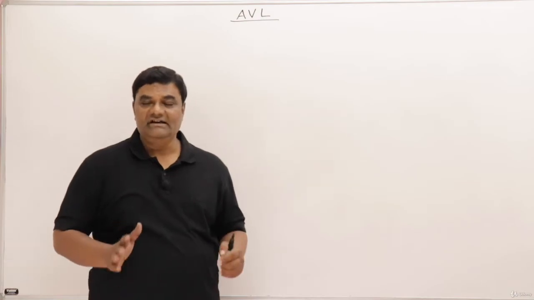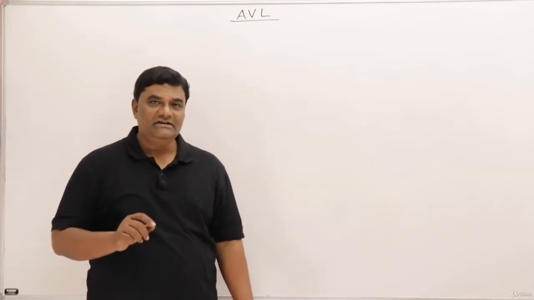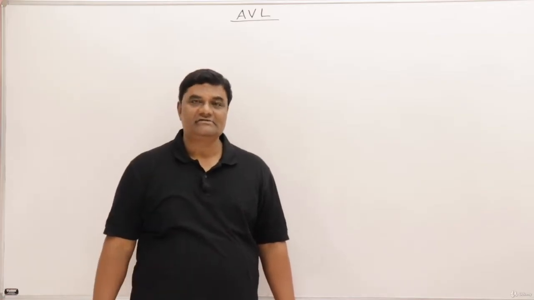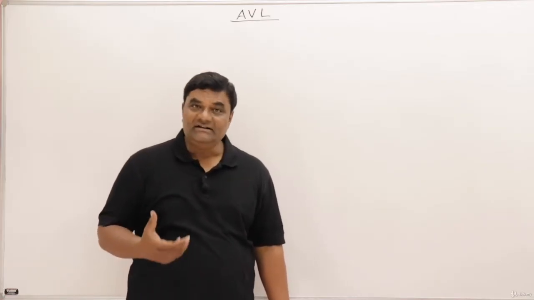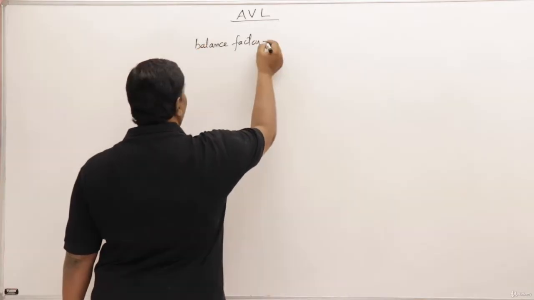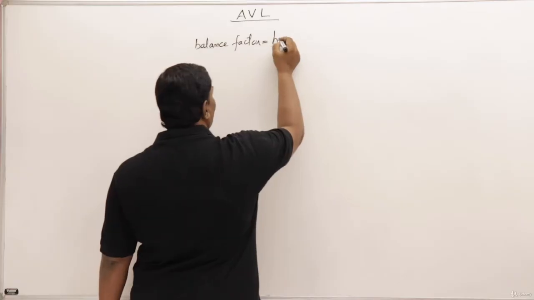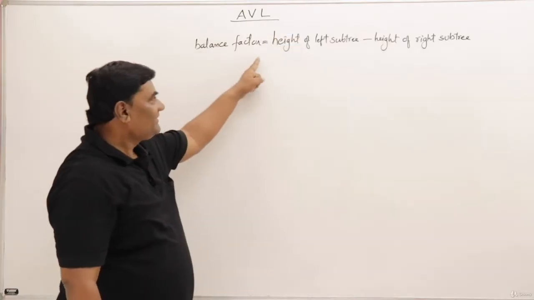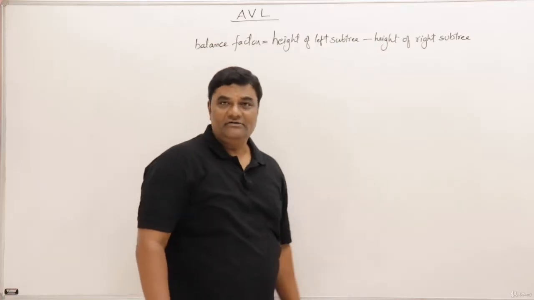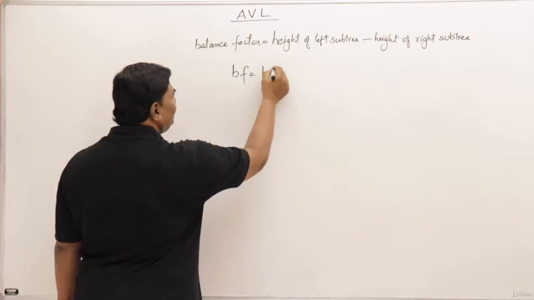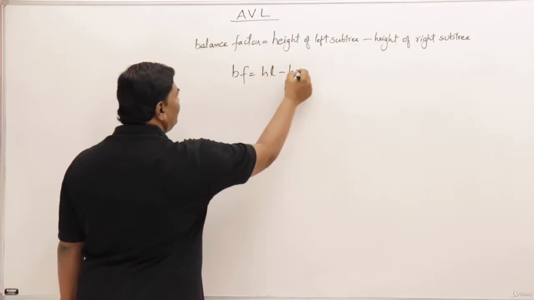The topic is AVL trees. These are height balanced binary search trees. How is the height of a tree balanced? It is balanced using the balance factor. Balance factor is the height of the left subtree minus the height of the right subtree.